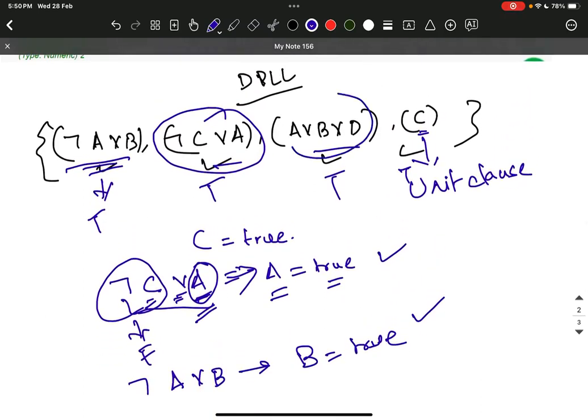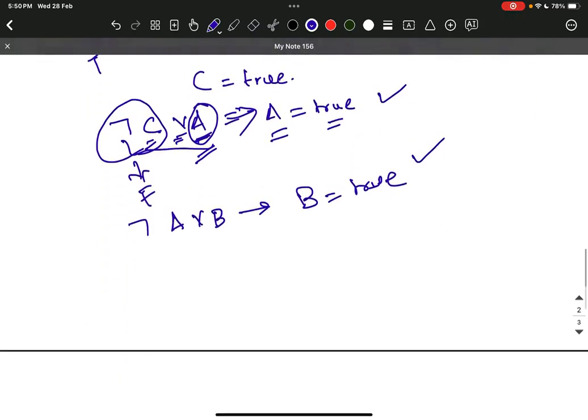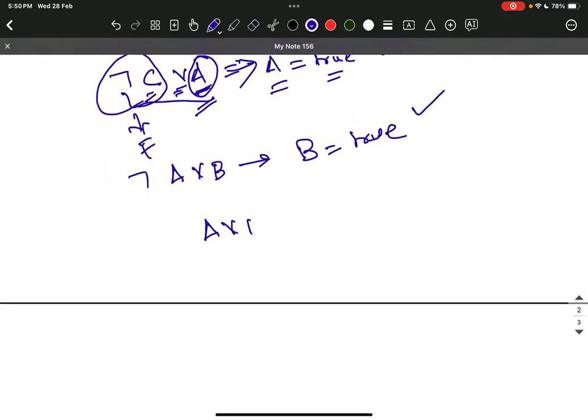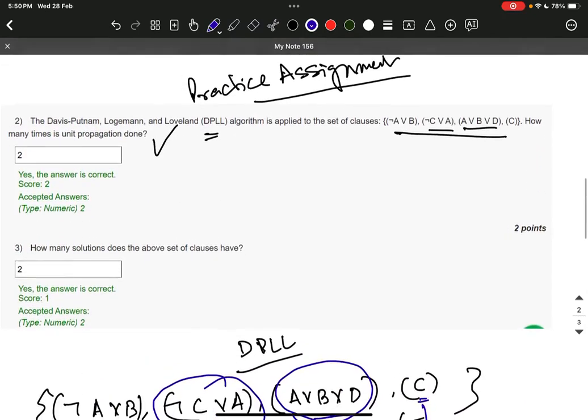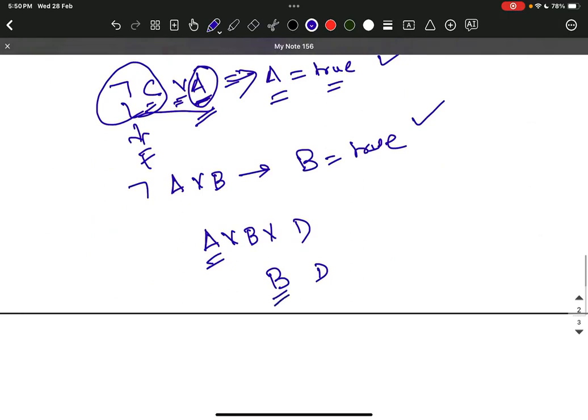Now we are getting this one: A or B or D. Here A is true, but we do not know anything about D. Actually B is also given, B is also true. So we know about B and A, but we do not know anything about this one, D.